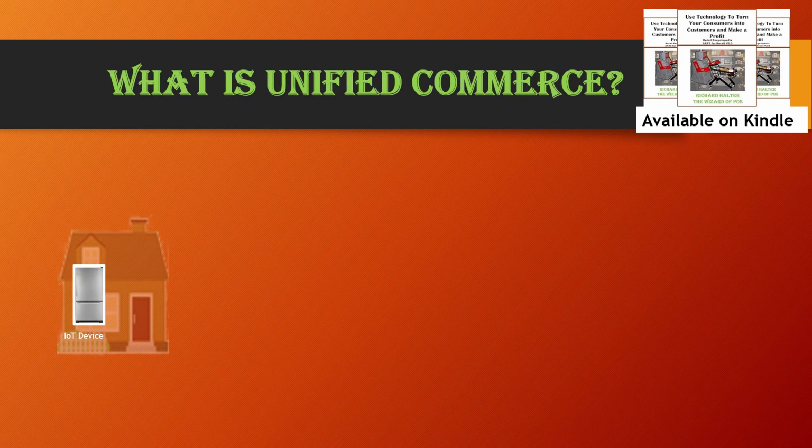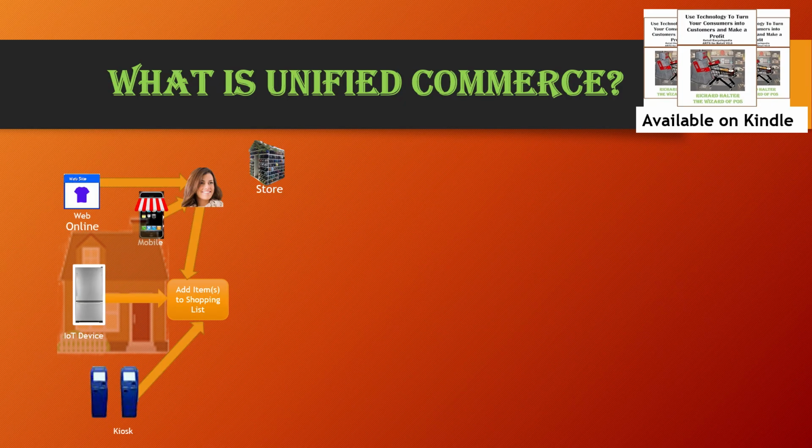So what does a unified commerce process look like? We're going to use this buy online, pick up in the store example to show you how to use this model. It starts with an IoT device, your refrigerator, in your home that has found you are low on eggs. So it adds eggs to your shopping list. You can add other things from a kiosk, a browser, a mobile phone.